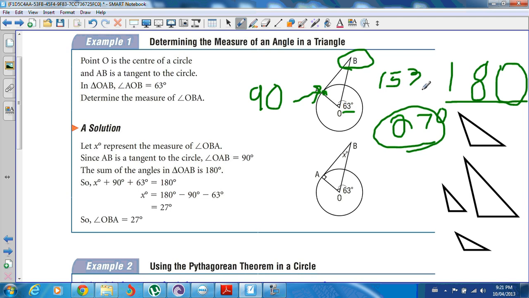So as long as you know any two angles of any triangle, you can always figure out the third one. Just go 180, take away the other two, and you'll end up with whatever's left. And that's what this solution here explains. It simply says you don't know this angle, but you know this one, and you know this one. So if you go 180, take away the other two angles, you must get what's left right here.